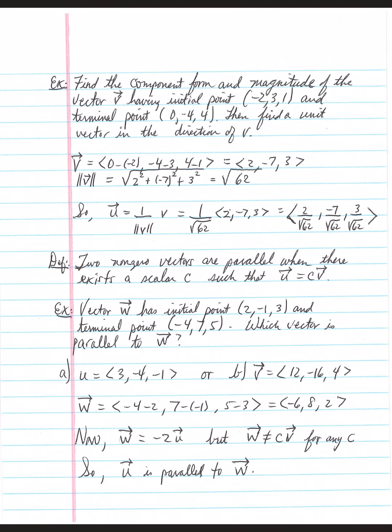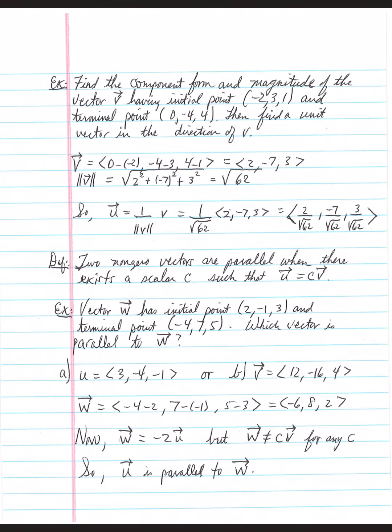Example: vector w has initial point 2, -1, 3, and terminal point -4, 7, and 5. Which vector down below is parallel to w? Is it vector u or is it vector v? Okay, first things first, let's get the component form of vector w. If you're ever given an initial and terminal point, your first move is to get the component form. And that would be if you were to reset the initial point at the origin and maintain the same length and direction.